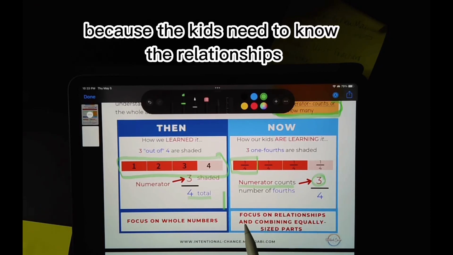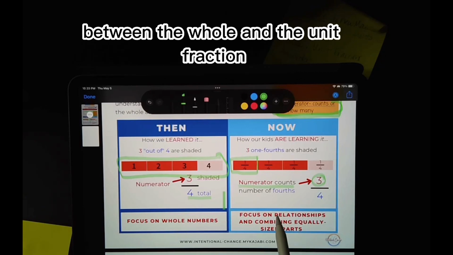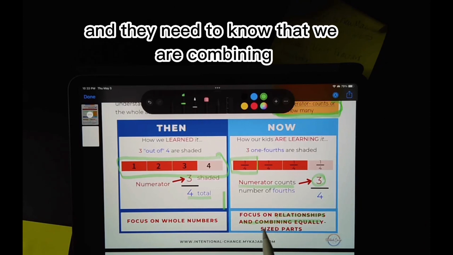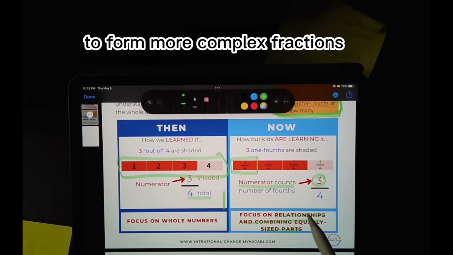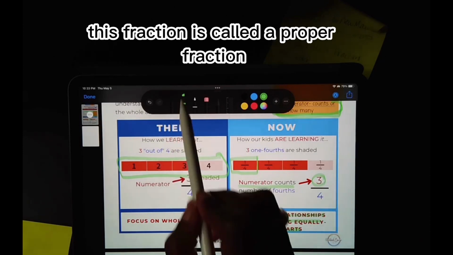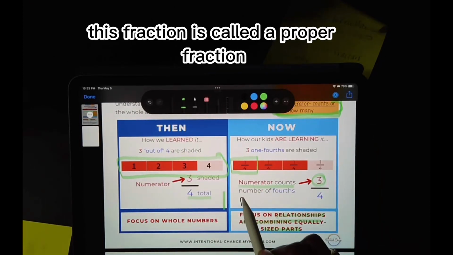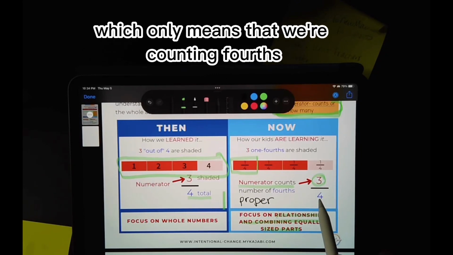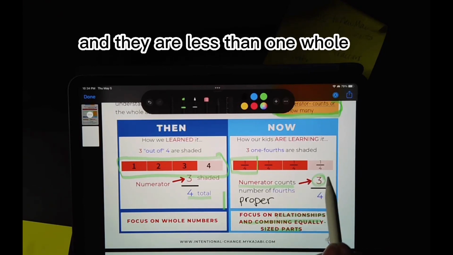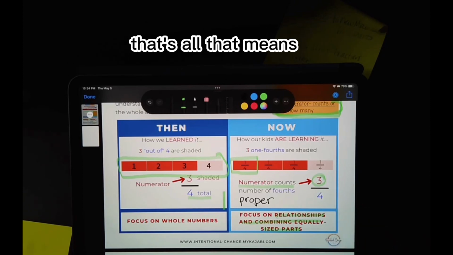Now, why is it important that the kids get this? It's important because the kids need to know the relationships between the whole and the unit fraction. They need to know that we are combining these equally sized parts to form more complex fractions. This fraction is called a proper fraction because its numerator is less than the denominator, which only means that we're counting fourths and they are less than 1 whole. That's all that means.